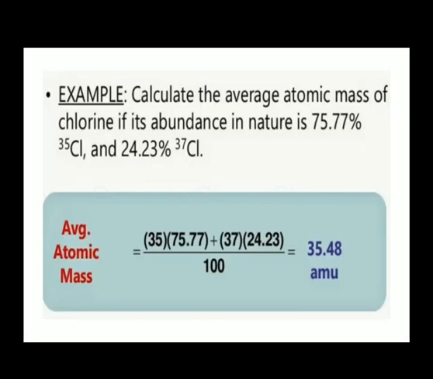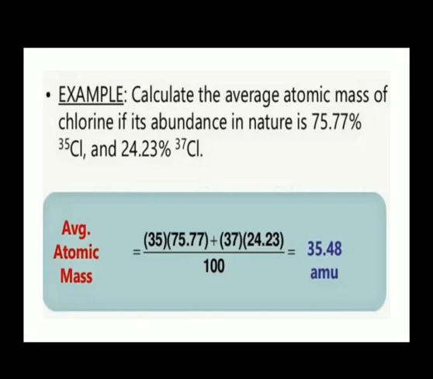We first multiply the atomic weight by the abundance. So 35 into 75.77. In the previous case they divided by 100 directly, but here we divide the whole term by 100. You can do it in any way. So 35 into 75.77 plus, for chlorine-37, 37 into 24.23, divided by 100. If you simplify this value, you get 35.46 amu, not 48, 46 amu. That is taken as the average atomic mass.